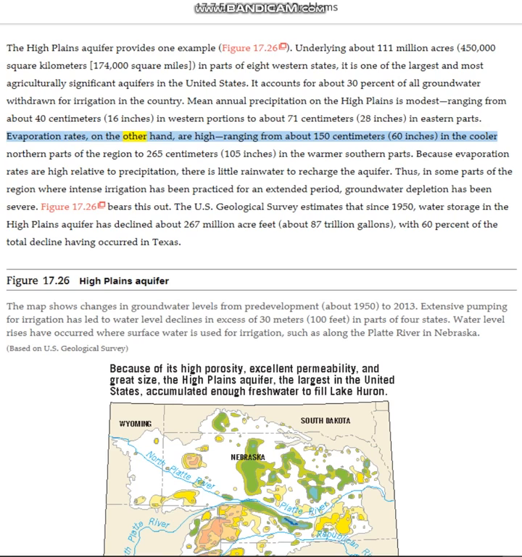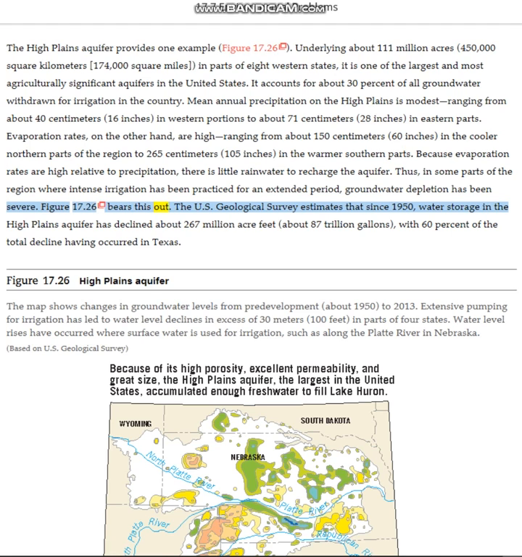Evaporation rates, on the other hand, are high, ranging from about 150 centimeters, 60 inches, in the cooler northern parts of the region to 265 centimeters, 105 inches, in the warmer southern parts. Because evaporation rates are high relative to precipitation, there is little rainwater to recharge the aquifer. Thus, in some parts of the region where intense irrigation has been practiced for an extended period, groundwater depletion has been severe.